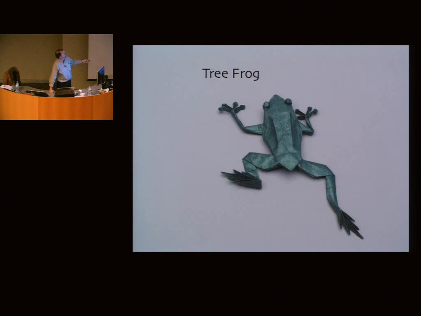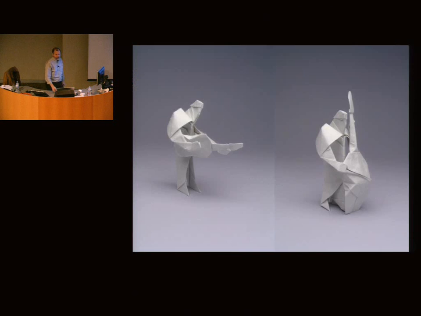We can put toes and eyes on a tree frog. We can make human figures. We can make figures that have more than one component from a single sheet of paper. So this man playing a guitar, that's from a single sheet. And the man playing a bass, all of that's from a single sheet.